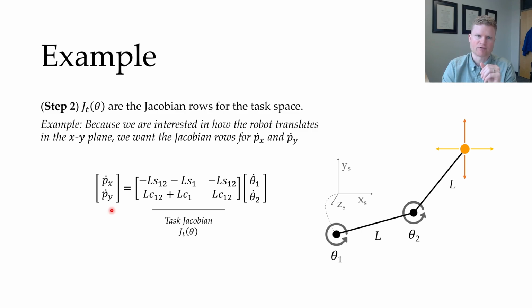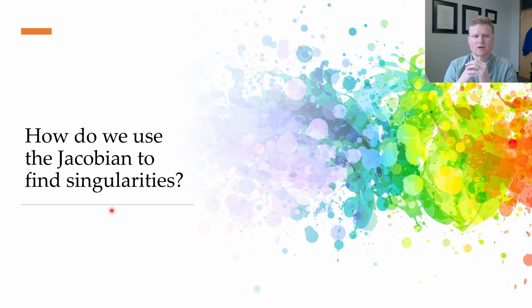Okay, so I've got the correct rows of my Jacobian. That'll tell me about how this thing is instantaneously moving in the x and y axes. Great, so I've got all my definitions, I've got my robot, and now I want to start thinking about how we find these singularities using the Jacobian matrix.